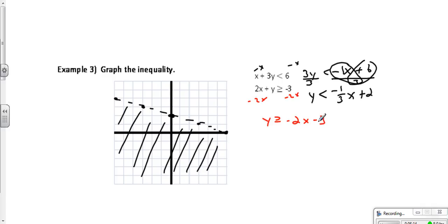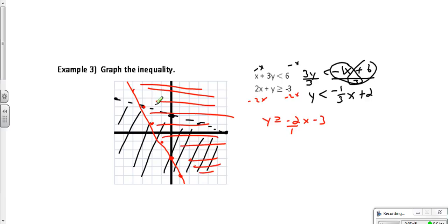The red has a y-intercept of negative 3, a slope of negative 2 over 1, so down 2 over 1, and then up 2 over 1. That does have a line underneath it, so this is solid. And it's greater than, so we would shade above that red line.